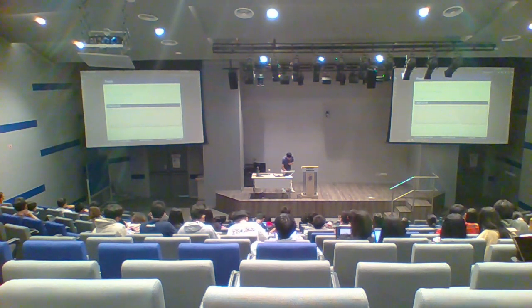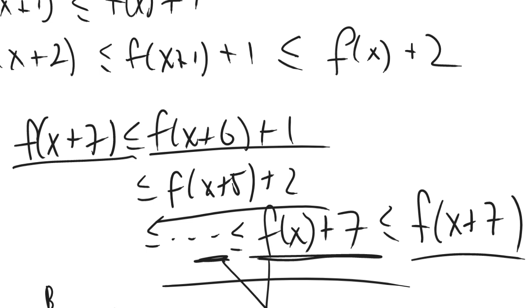Let's say I go back here. I can write it in just one full line. I don't have to write so many lines. I can write f(x+7) less than or equal to f(x+6)+1 less than or equal to f(x+5)+2, and so on, until f(x)+7. And then you say this is, by the other inequality, less than or equal to f(x)+7.